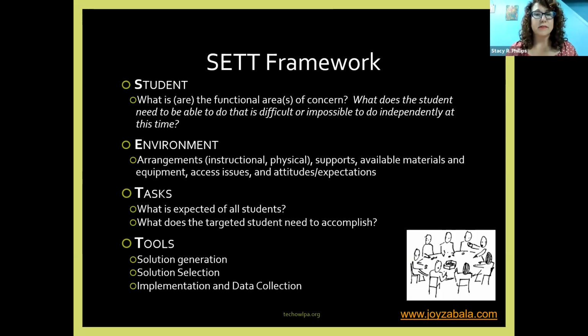Also, the attitudes and expectations. We want to make sure that we are assuming every student can learn, and we just need to make sure we're providing the appropriate environment for them to do that.